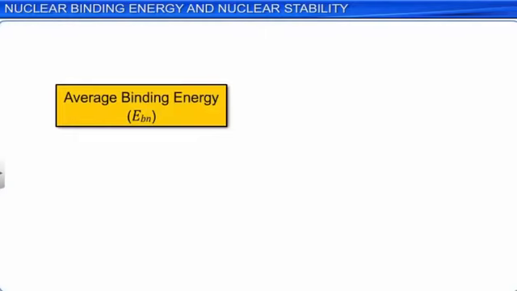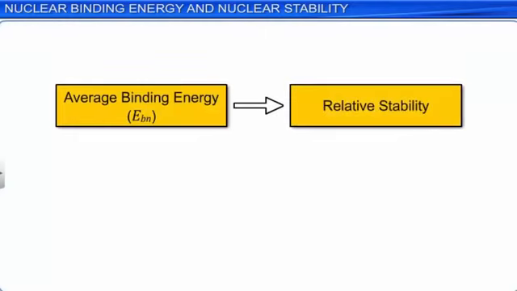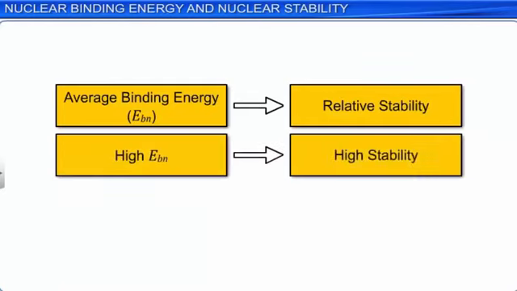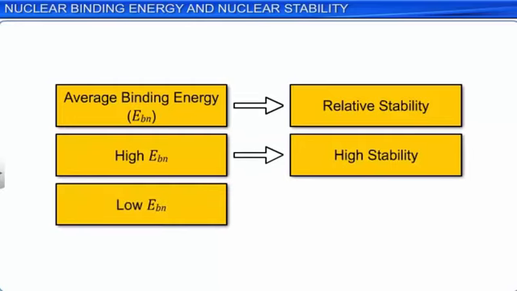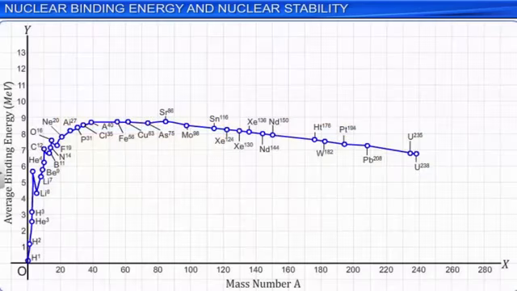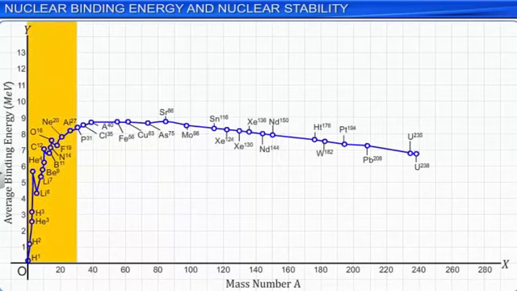High average binding energy values indicate highly stable nuclei, while low average binding energy values indicate low stability for the nucleus. We can understand the relative stability of the various nuclei of the elements by plotting a graph between the average binding energy values on the y-axis and the corresponding mass number values on the x-axis. From the graph, we see that for nuclei with mass numbers less than 30, the average binding energy values are relatively less, indicating relatively low stability for those nuclei.